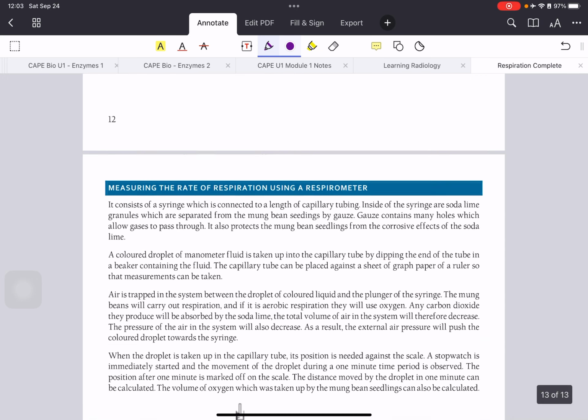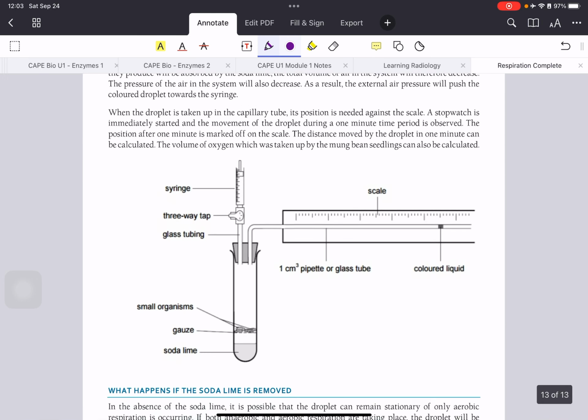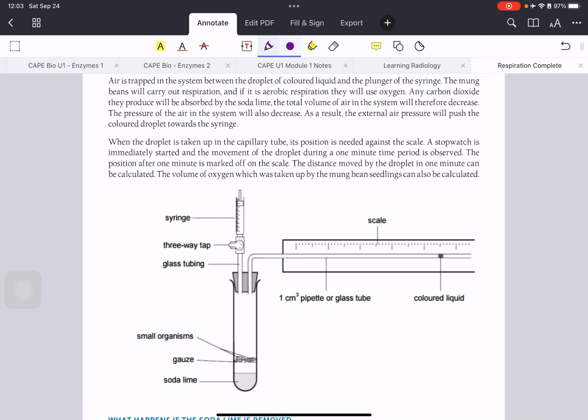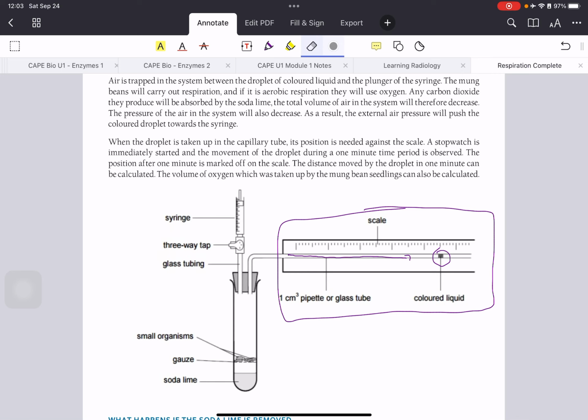Alright, so the final thing we'll be doing is actually looking at an experiment to measure the rate of respiration. So in this experiment here, we have this scale that is made up of a ruler, right? And we have a little liquid droplet in the ruler. So what will happen essentially is that air will push through the tube and will push the droplet to one side, right? And the more air that is pushing the droplet, the faster it will move, and the more we could calculate the rate, right?